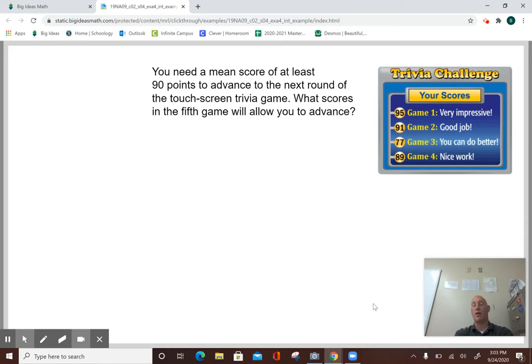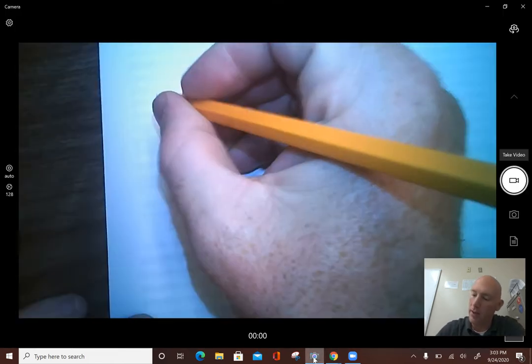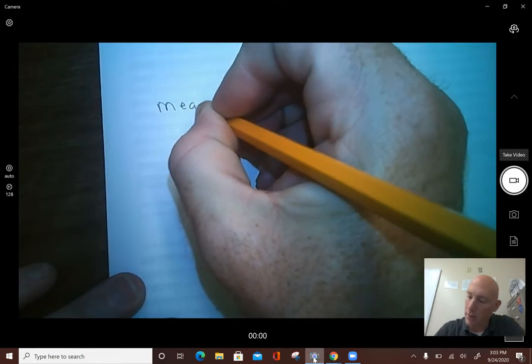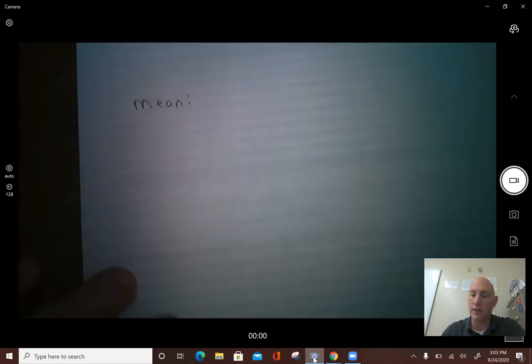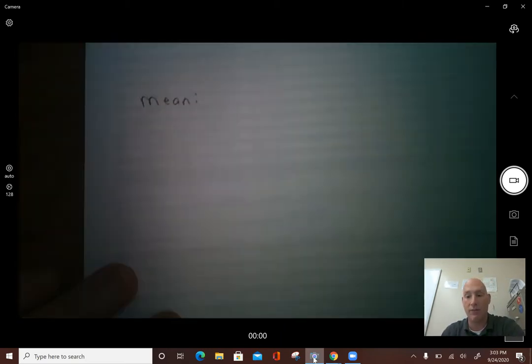So now we're just trying to figure out what scores we could get, the minimum and up, in order to advance to the next round. If we have to have a mean score of 90, we have to remember what a mean score is. The mean, for us, what most people use is the word average.